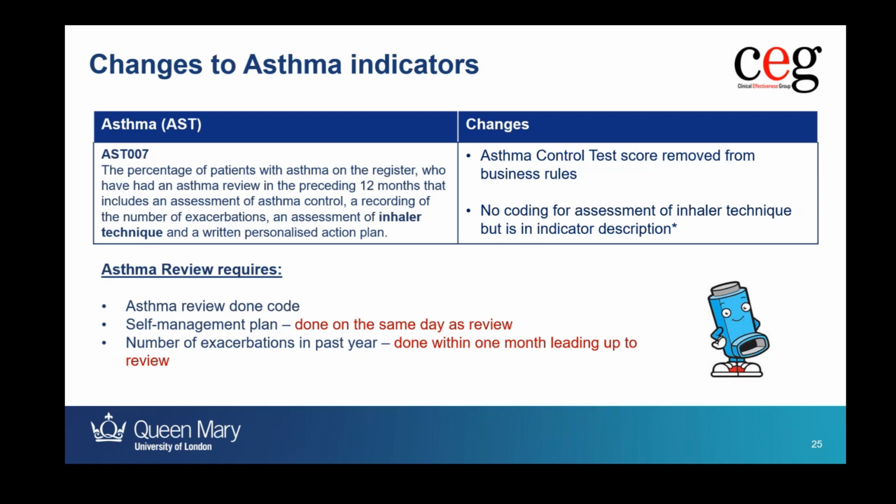So for asthma review, what's required is that you need to code the asthma review done code, complete a self-management plan, and this needs to be recorded on the same day as the review. You also need to record the number of exacerbations in the past year, and this can be done within 1 month leading up to the review. Next slide, please.